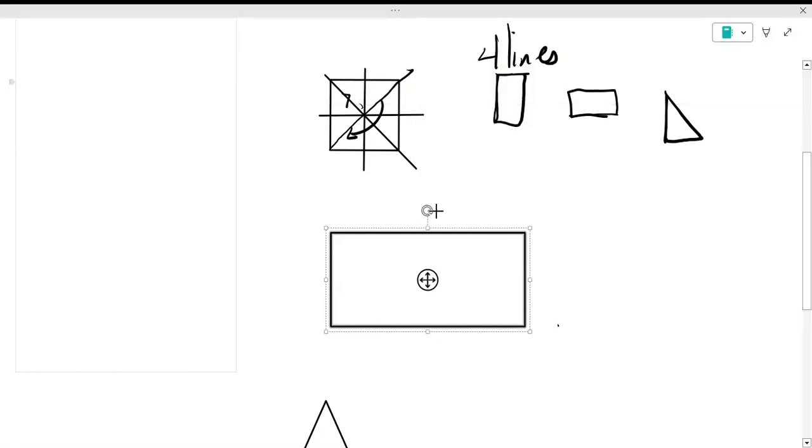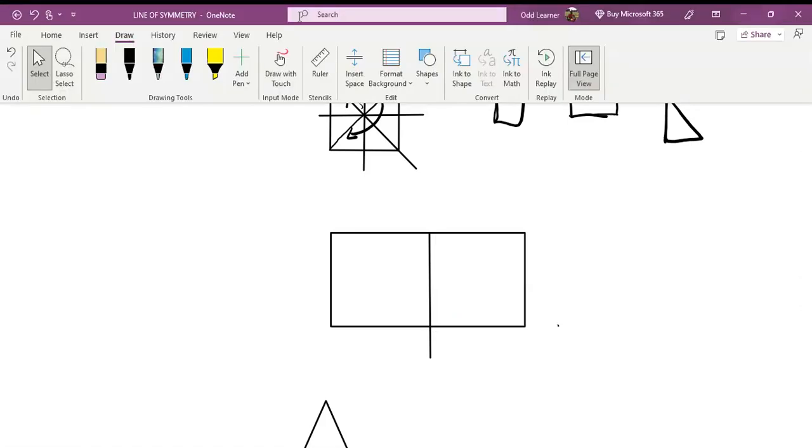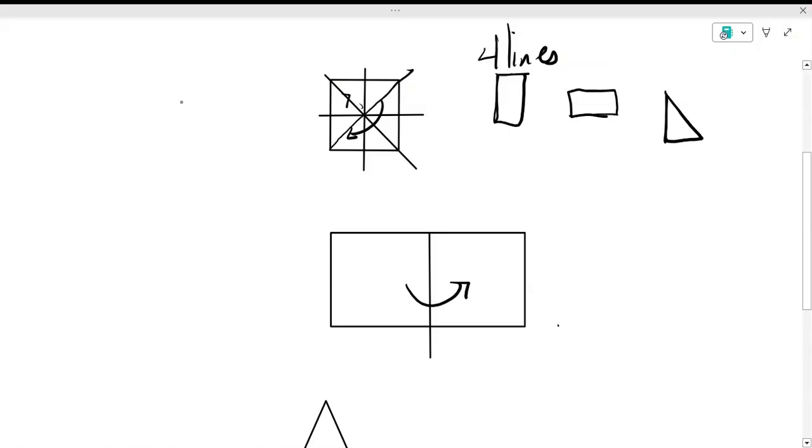Okay, we can draw the first one vertically. Should be at the center somewhere. Okay, somewhere around here is fine. As you can see, it divides the rectangle into two equal halves. So this is a line of symmetry. When we fold them together, it's gonna give us something like this. Correct, it's fine.